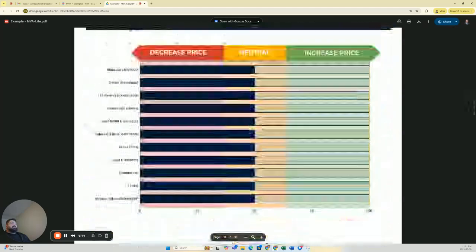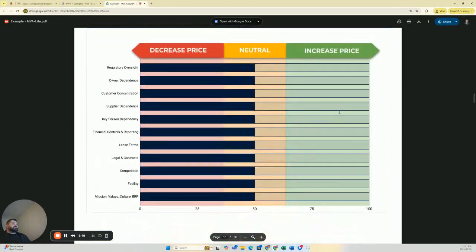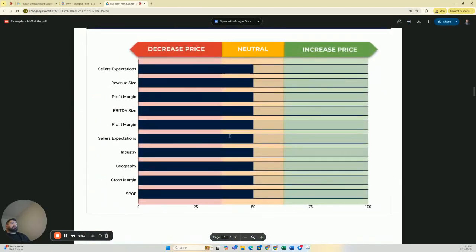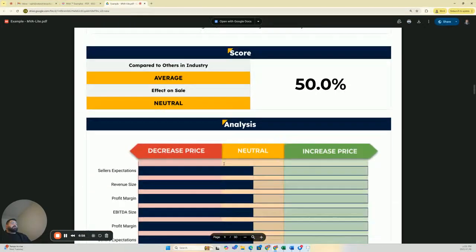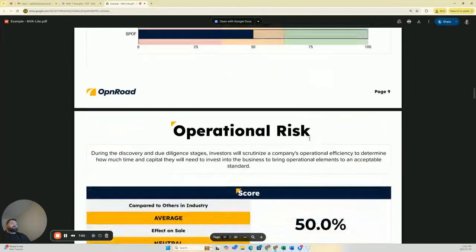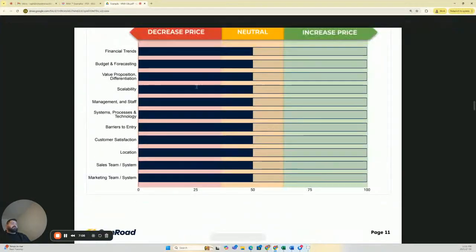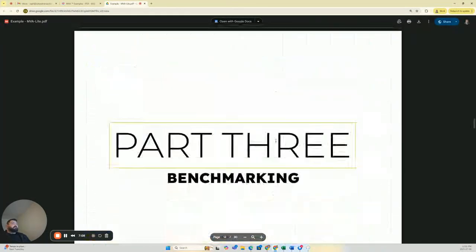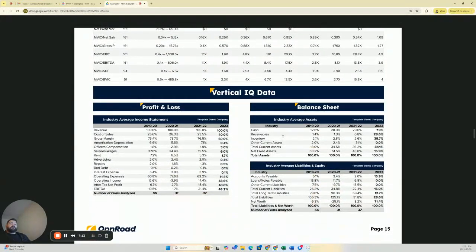So whenever we're looking at the operational risk, you can start, there we go. So when we're looking at the marketability risk, you can start looking at, okay, how within the norm is this business? Same with the operational risk and the growth risk even, right? So how within the norm is this business? Is this a typical business? Does it perform better? Does it perform worse, right?